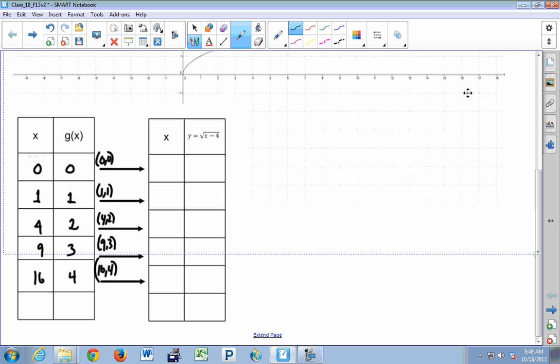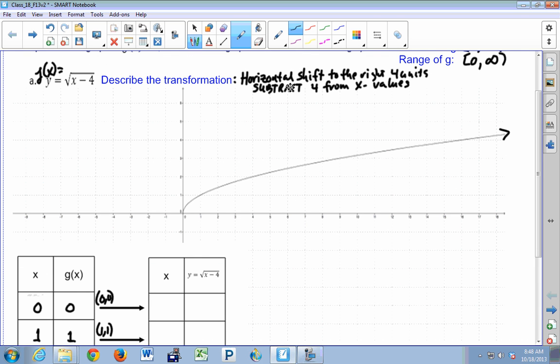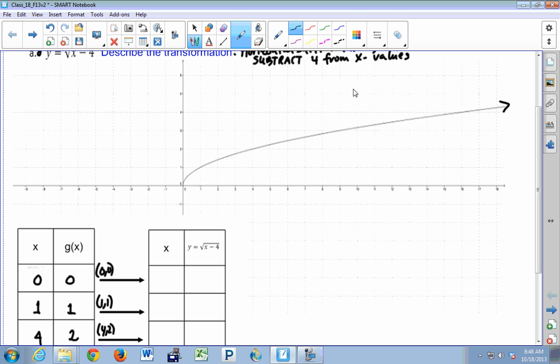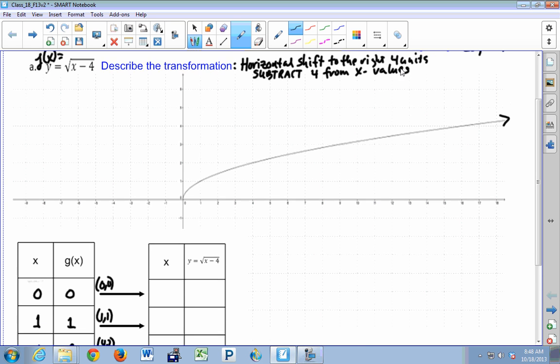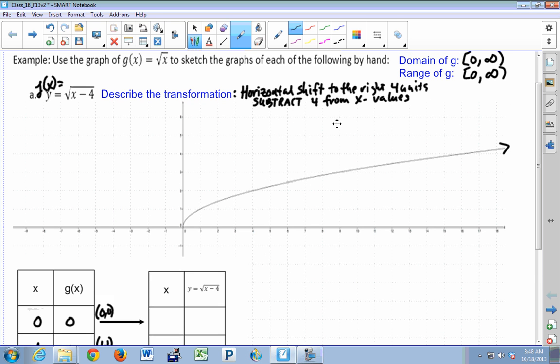So what did our transformation say? We're going to shift everything to the right. We're going to make them 4 greater. We're going to subtract 4 from the x values. Now, nobody said anything to me when I did that. You just allowed me to write it. Is that what I'm going to do if I'm going to shift it to the right? I'm going to subtract 4? No. I was hoping someone would yell at me, but nobody did.